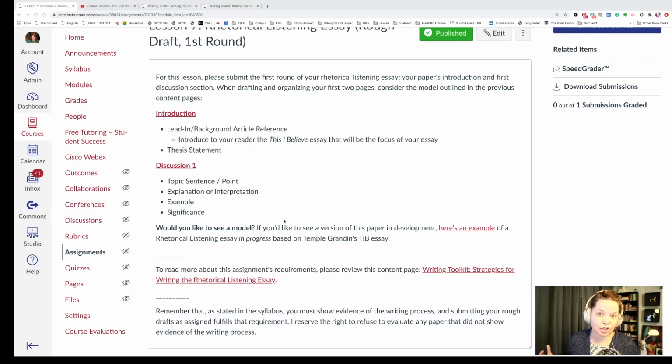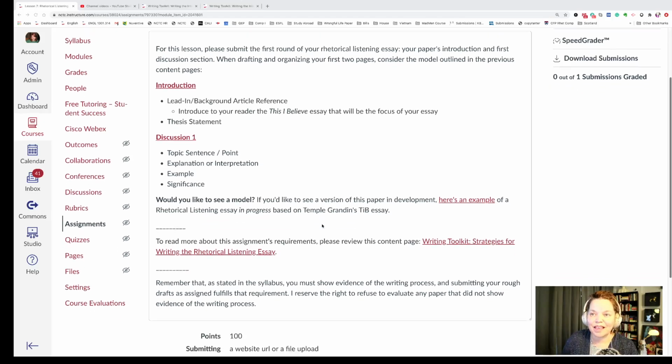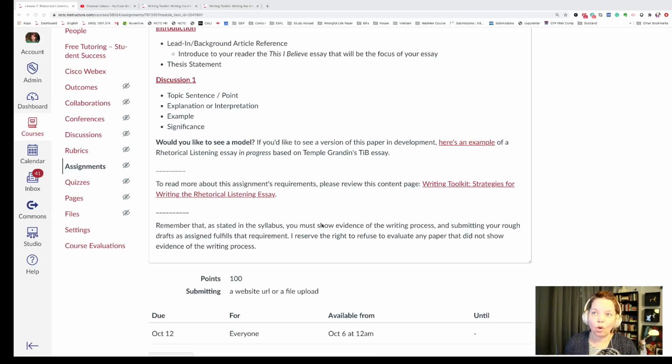Now within those sections, you might have more than one paragraph. You'll have an introduction with a lead-in, a background article reference, and a thesis statement. We'll talk about that in just a little bit. Then you'll have a discussion section, or that first main point, either that first significant moment or that first important point that you wanted to make. You'll have a topic sentence, which identifies that point, an explanation, and an example. This would come from the research, and then you'll talk about the significance.